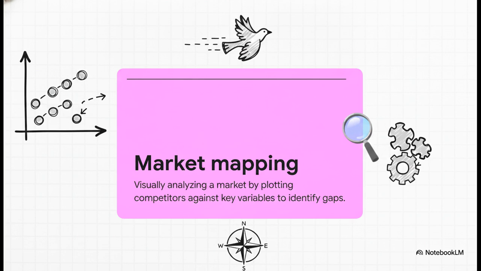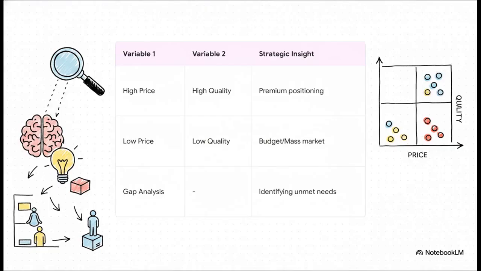It's an absolutely crucial tool for identifying gaps, spotting golden opportunities, and understanding exactly where a business should position itself relative to the competition. Let's take a look at how this grid works in practice. A business chooses 2 key variables that really matter to consumers. Most commonly, that's price and quality.